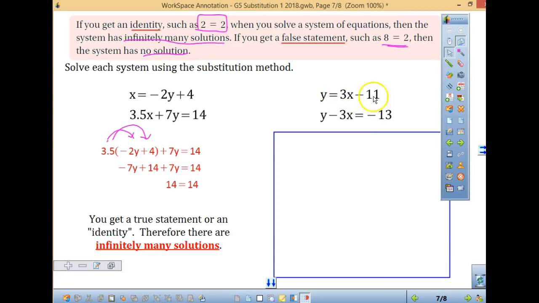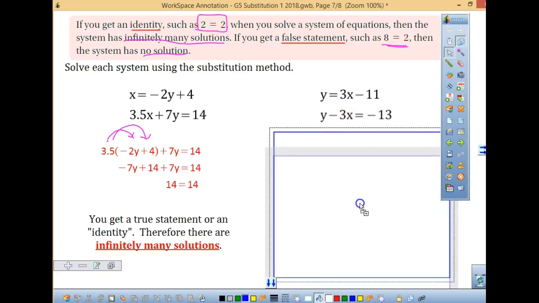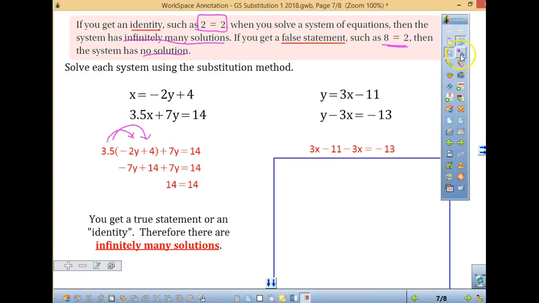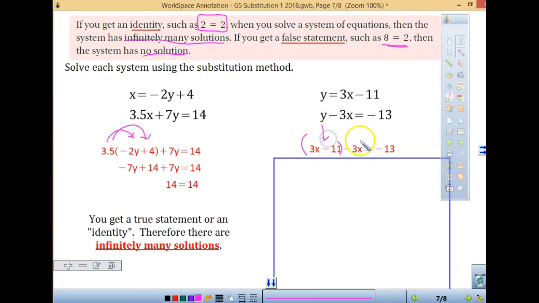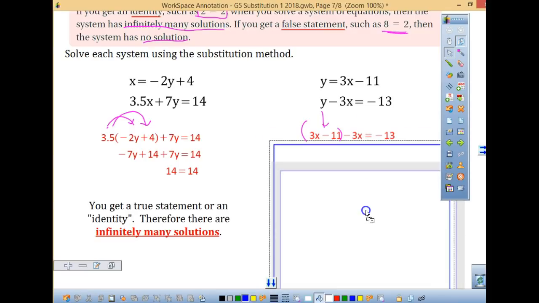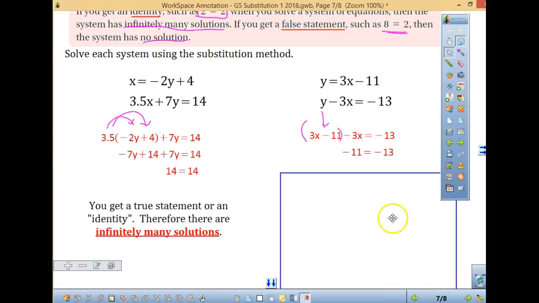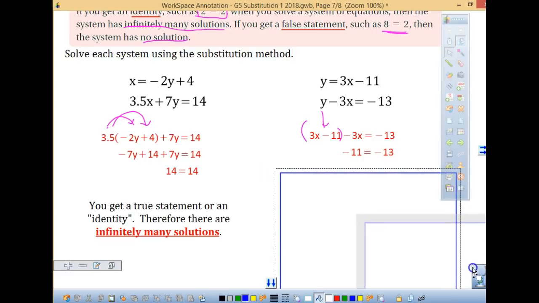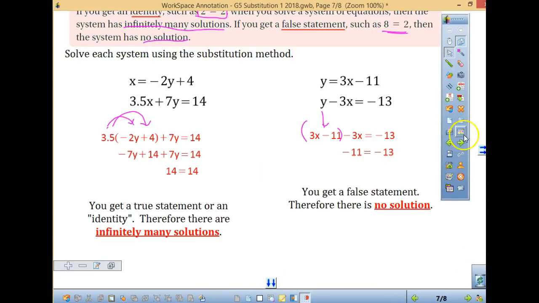In this next one, we know y equals 3x minus 11, so we're going to replace that with the first y. So this is our first y, right here. That's y minus 3x equals negative 13. As we look at that equation, we're going to add our like terms, which gives us negative 11 equaling negative 13. False statement. So we have no solution for this problem.